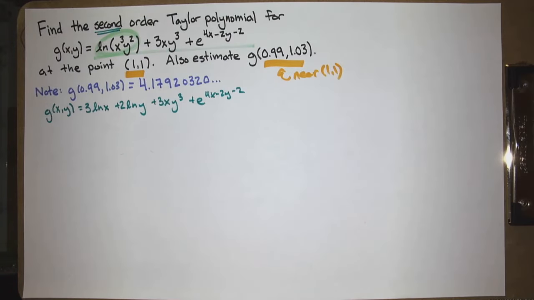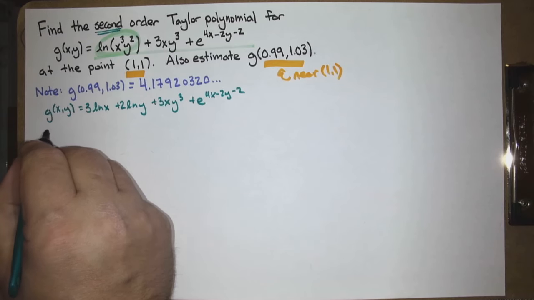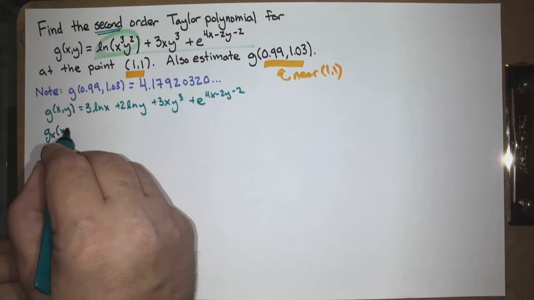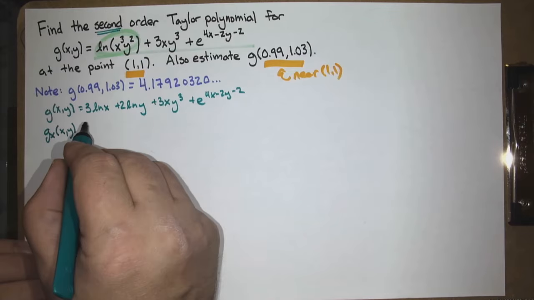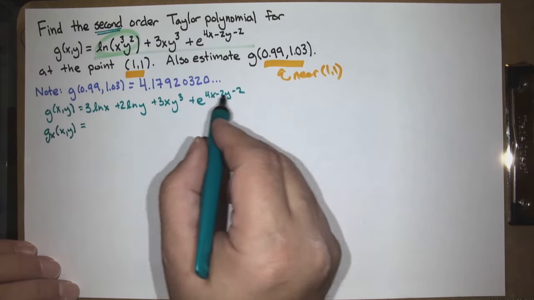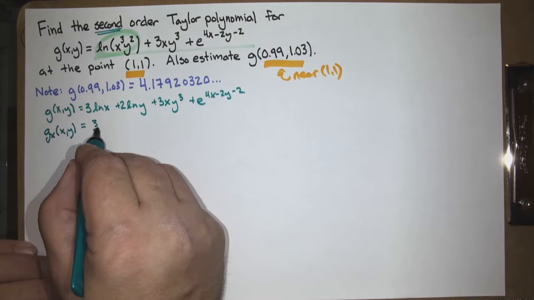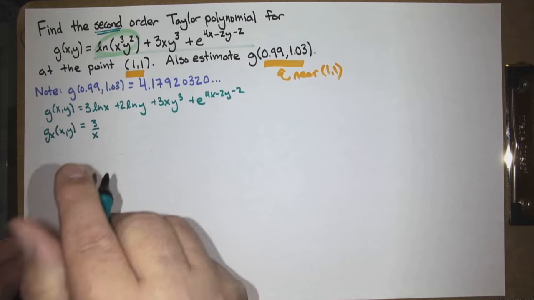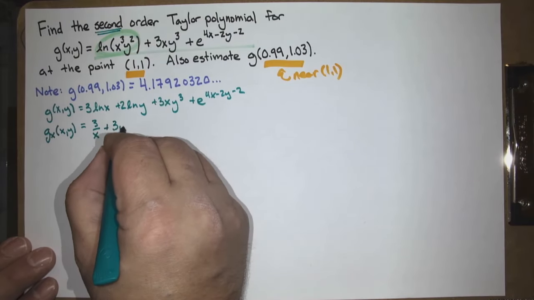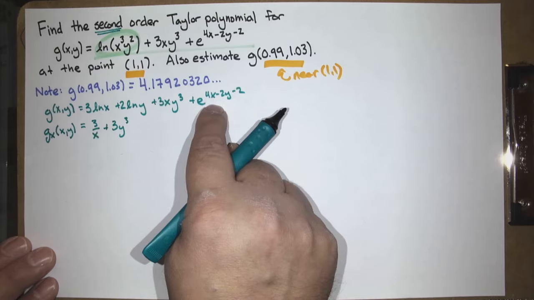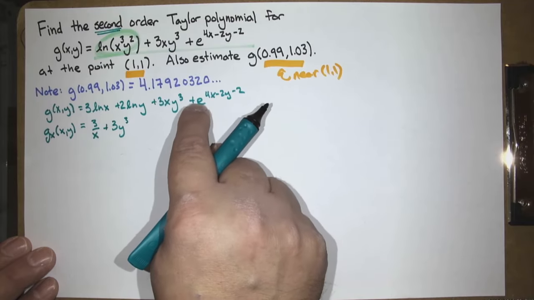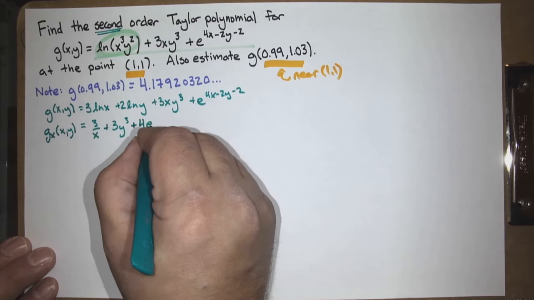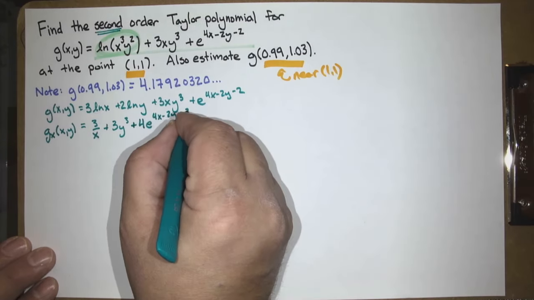Okay, well, the rest of this problem is not very exciting. It's as exciting as it needs to be. Start with the partial derivatives. In the interest of time, we'll go a little bit quicker here. So we're taking the derivative of g with respect to x. We have 3 over x, because the derivative of log x is 1 over x. The derivative of log y is 0. Then we have 3y cubed. And then here, we use the chain rule. It's going to be e to this, and then take the derivative of the upstairs. So we get a 4 coming down. So 4e to the 4x minus 2y minus 2.